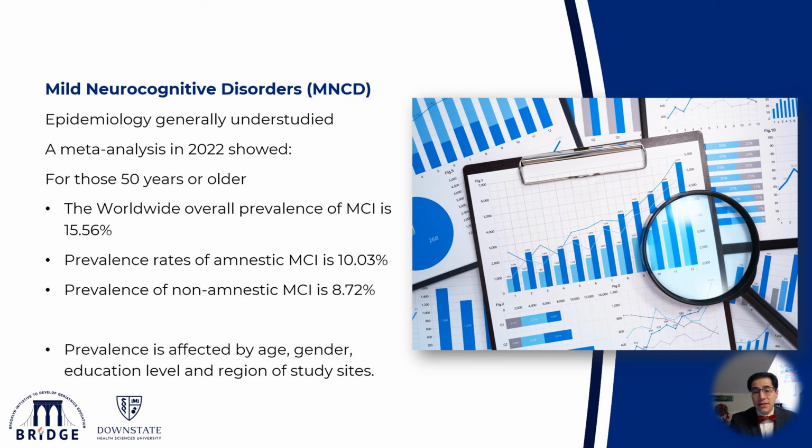But a meta-analysis in 2022 showed that for those who are 50 years or older, worldwide, the overall prevalence is somewhere around 15%. The prevalence rate of amnestic MCI is around maybe 10%, and the non-amnestic MCI is less prevalent. The prevalence is usually affected by age, gender, education level, and region of the study site.